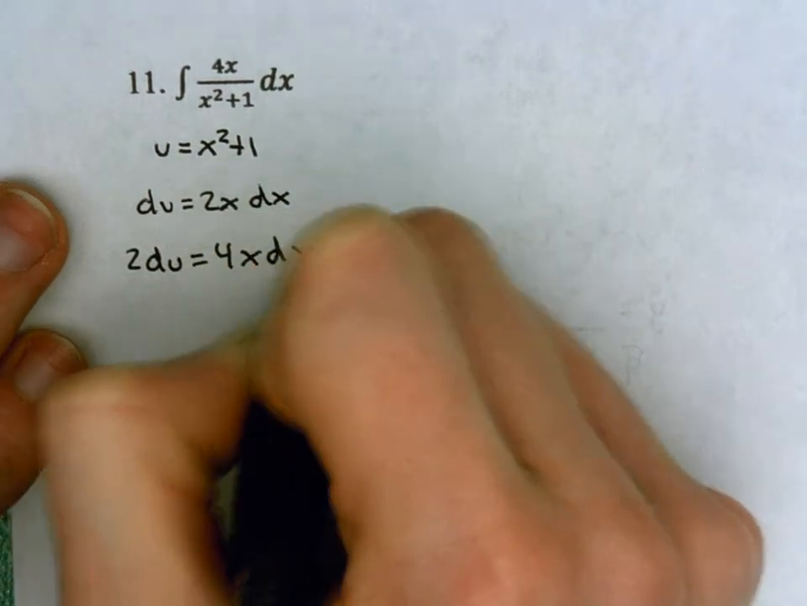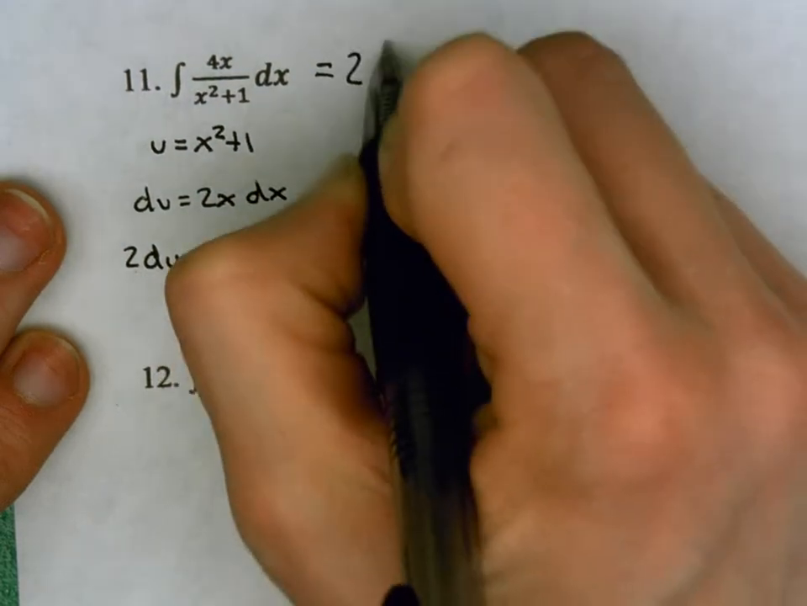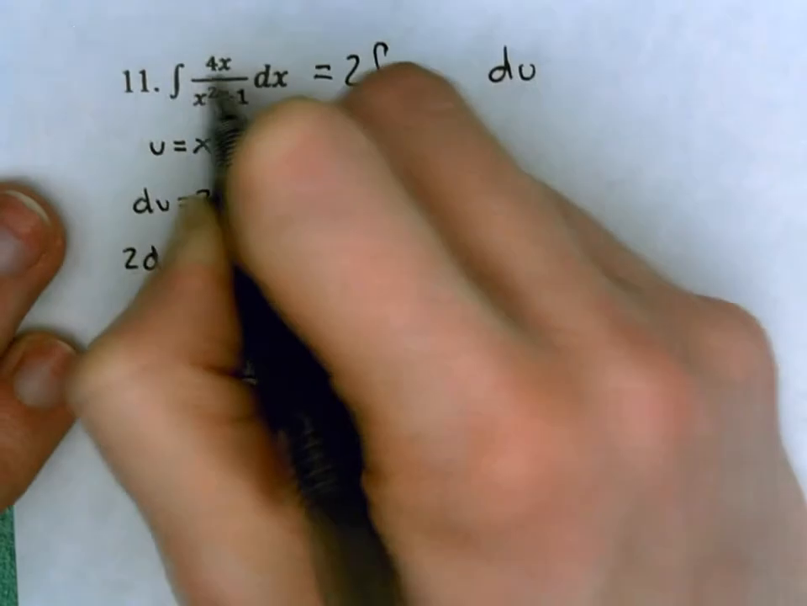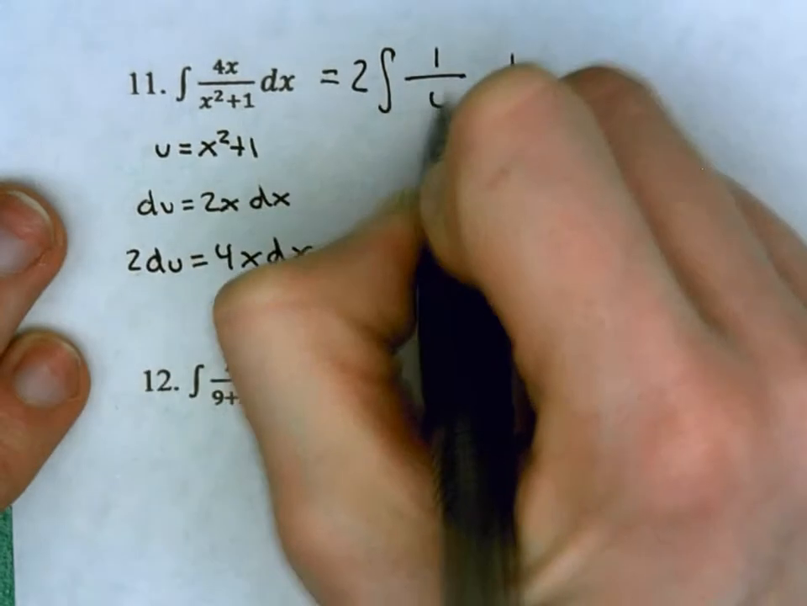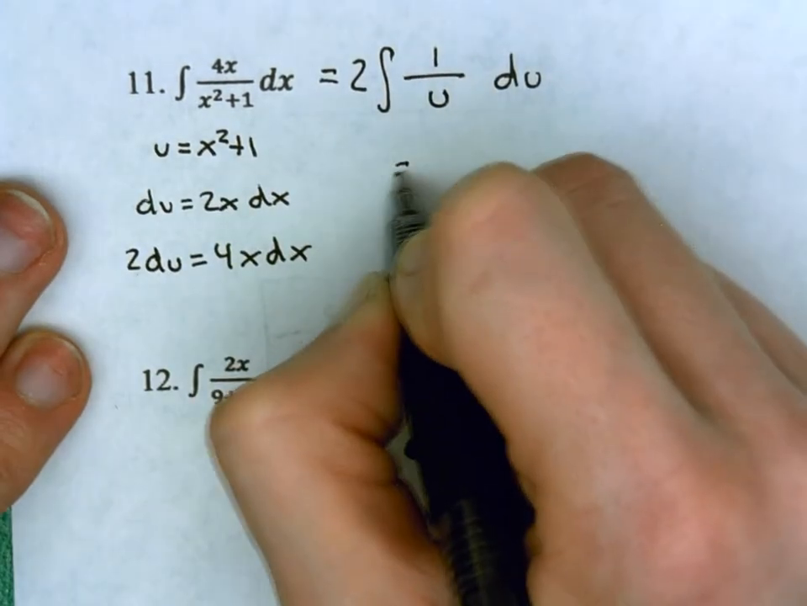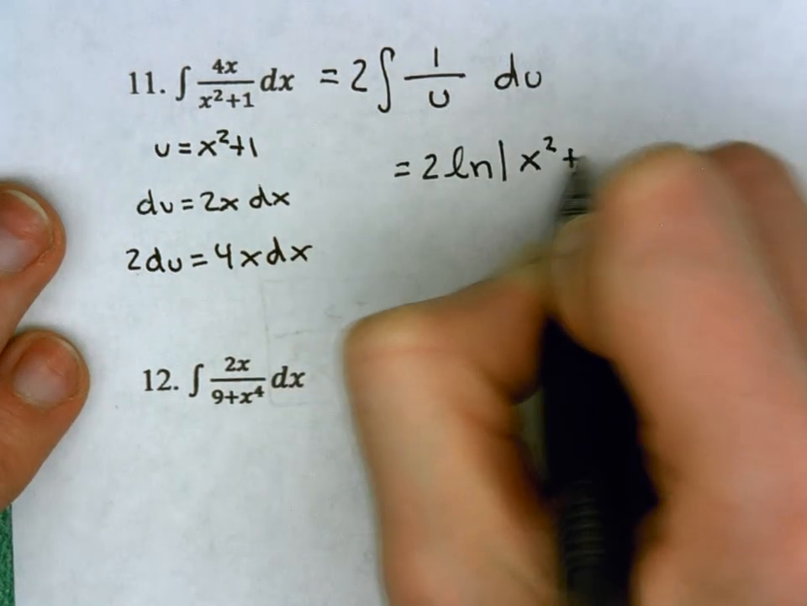So now I can do my u substitution. 2 du goes in for the 4x dx, and the x squared plus 1 becomes u, and now it's my natural log. So I have 2 natural log absolute value of x squared plus 1, plus c.